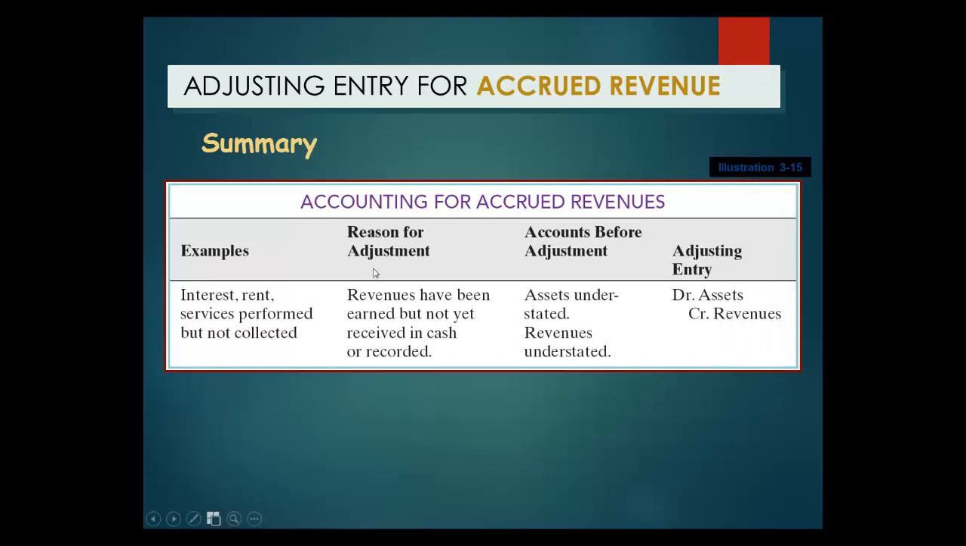So, reasons for adjustment: the revenue was earned but not yet received in cash or recorded. If we didn't do this, assets would be understated, revenues would be also understated.